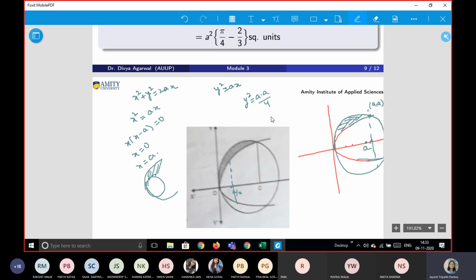What is the output that you are getting? You are getting a by 2, right? Is that okay? So when you take the center and try to get the distance, obviously this distance is less, so the parabola is inside. Is this thing okay with you or not?